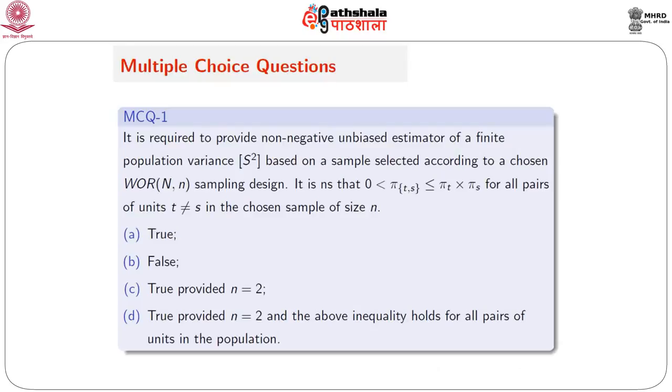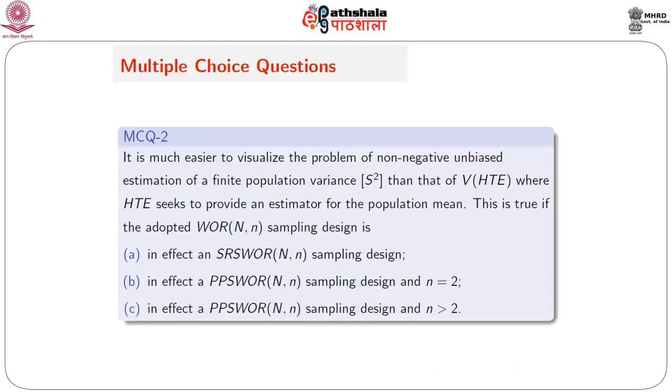What is the next one? It is much easier to visualize the problem of non-negative unbiased estimation of a finite population variance, capital S squared, than that of the variance of the Horvitz-Thompson estimator, where the Horvitz-Thompson estimator seeks to provide an estimator of the population mean. Okay. This is true if the adopted WOR sampling design is, in effect, a simple random sampling without replacement design, in effect, a PPSWOR sampling design with small n equals 2, in effect, a PPSWOR sampling design with small n more than 2.